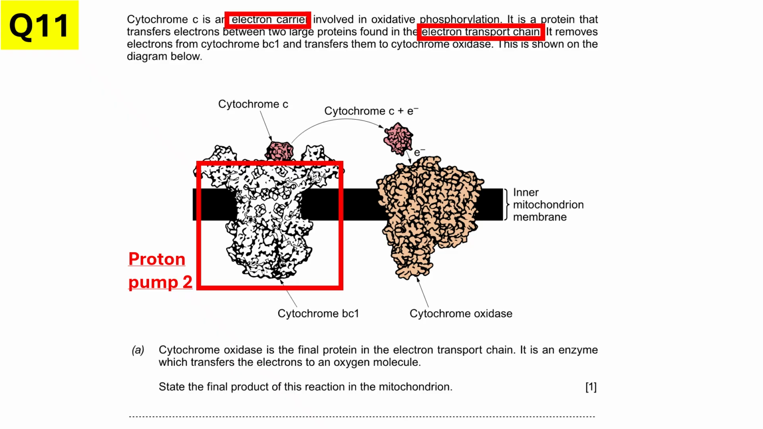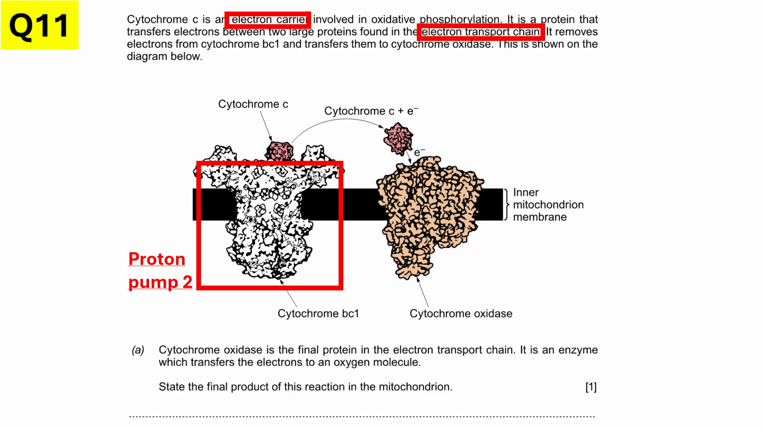ETC. So the white protein on the left, it's called cytochrome BC1. That is actually proton pump number 2. We know it spans the inner membrane of the mitochondrion, and we know it does actually pump protons into the intermembrane space, and it uses the energy that's lost from the electrons as they move down the electron transport chain.